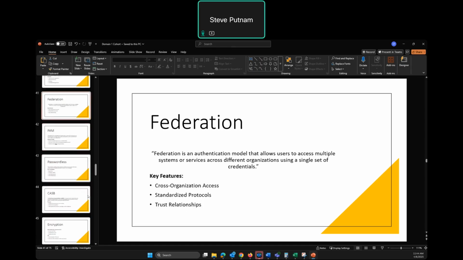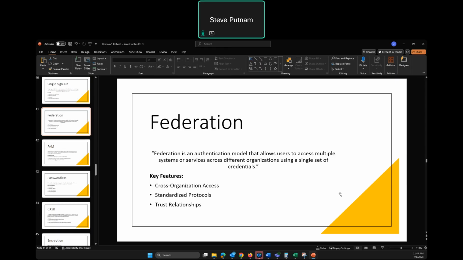Federation. It's an authentication model that allows users to access multiple systems and services across different organizations. So this is kind of similar to single sign-on, except this deals with organizations. So cross-domain, cross-organizational access, and trust relationships. So what does that mean? Well, it establishes a trust between identity providers and service providers to enable secure cross-domain authentication.